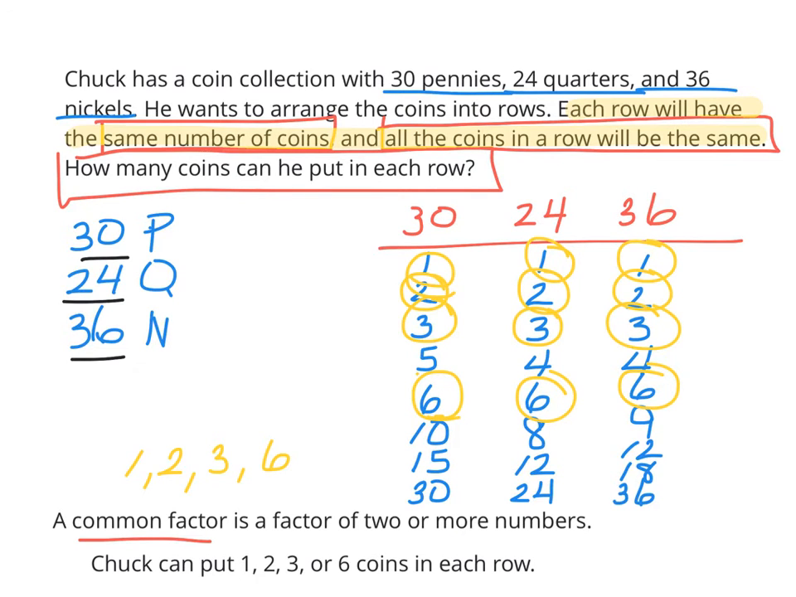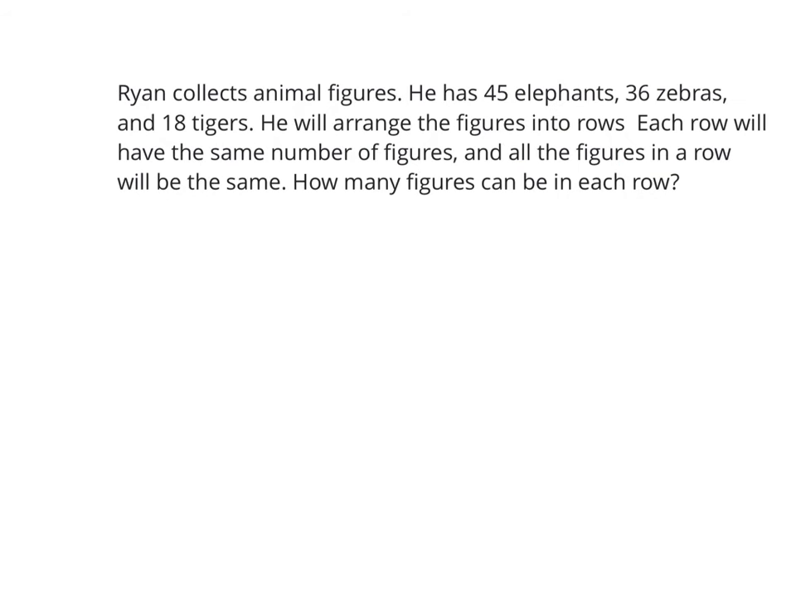Let's try another problem. Let's look at this following problem. Ryan collects animal figures. He has 45 elephants, 36 zebras, and 18 tigers. He will arrange the figures into rows. Each row will have the same number of figures, and all the figures in a row will be the same. How many figures can be in each row?